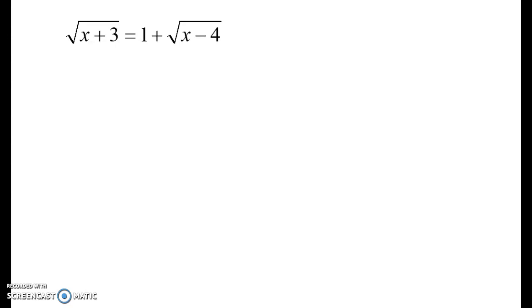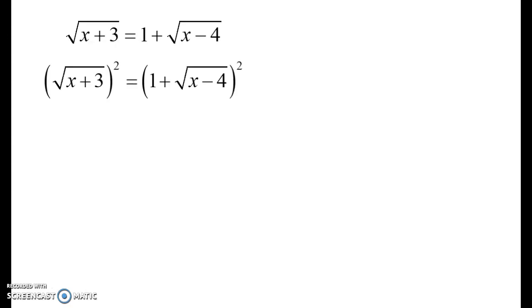Well, the left side of the equation is isolated, the square root of x plus 3, but the right side is not. Now we could say, well, we can isolate the left side by subtracting 1, but then the left side becomes not isolated, and then you have the same problem. So for this type of problem, all we really need to do is get one of the square root signs isolated. So we're going to leave it just like it is, and square both sides of the equal sign.